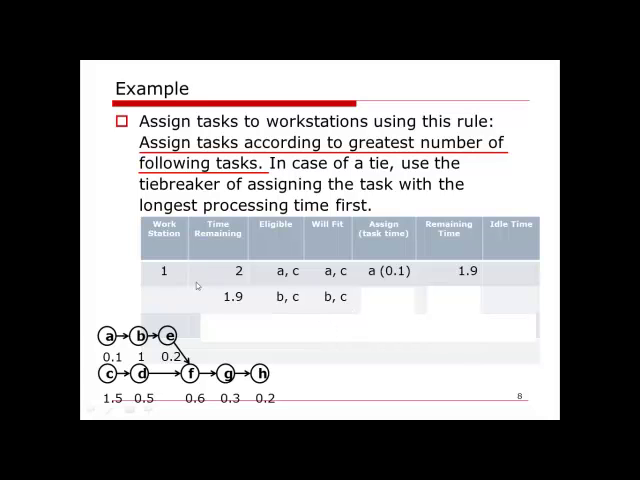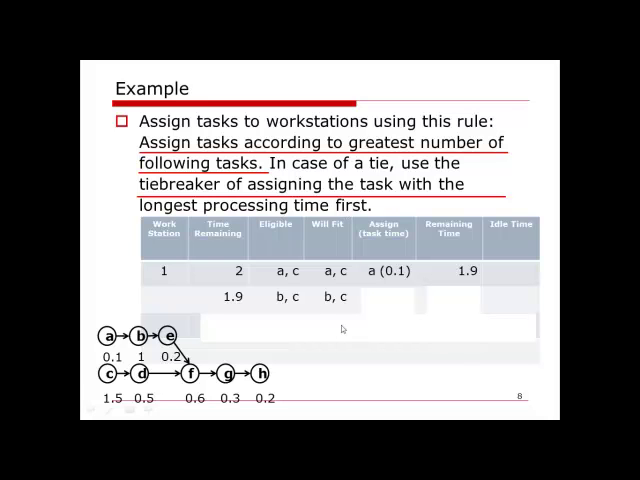Now again, we need to take a look at the rule and see which one we should assign first, B or C. The assigning rule is greatest number of following tasks. However, both B and C have 1, 2, 3, 4 following tasks, which means the primary rule gives us a tie. That is the time we need to take a look at the tiebreaker rule. So the tiebreaker rule of assigning tasks will be the longest processing time first.